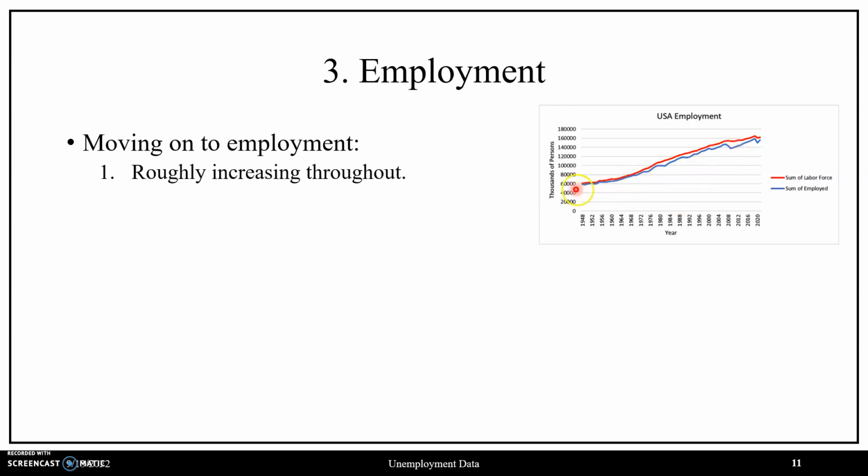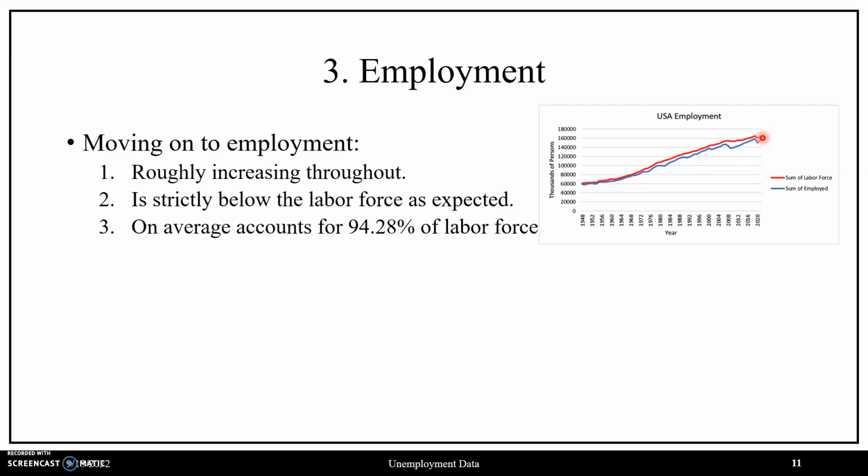What we see is that those who are employed seem to be increasing in the United States as time progresses, and as expected, those who are employed are going to be strictly below that of the labor force, given that the active labor resources are only a portion of the pool of labor resources in an economy. And if we did a bit more work, what we see is that on average, our active labor resources constitute 94.28% of the pool of labor resources in the United States in the time period of our data set.